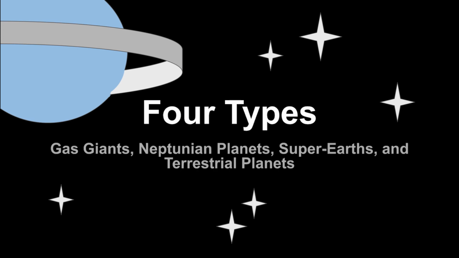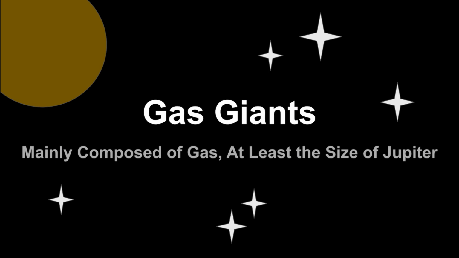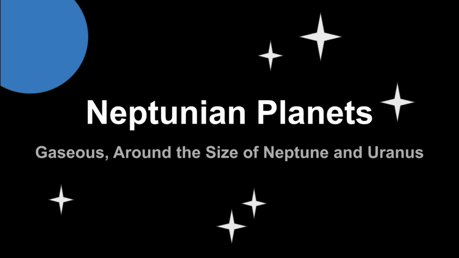There are 4 types of exoplanets: gas giants, Neptunian planets, super-Earths, and terrestrial planets. Let's start with gas giants. Gas giants are massive planets composed mainly of gases. These planets are around the size of Jupiter, or they can be significantly larger. Neptunian planets are gaseous planets, like gas giants, that are around the size of Neptune or Uranus.